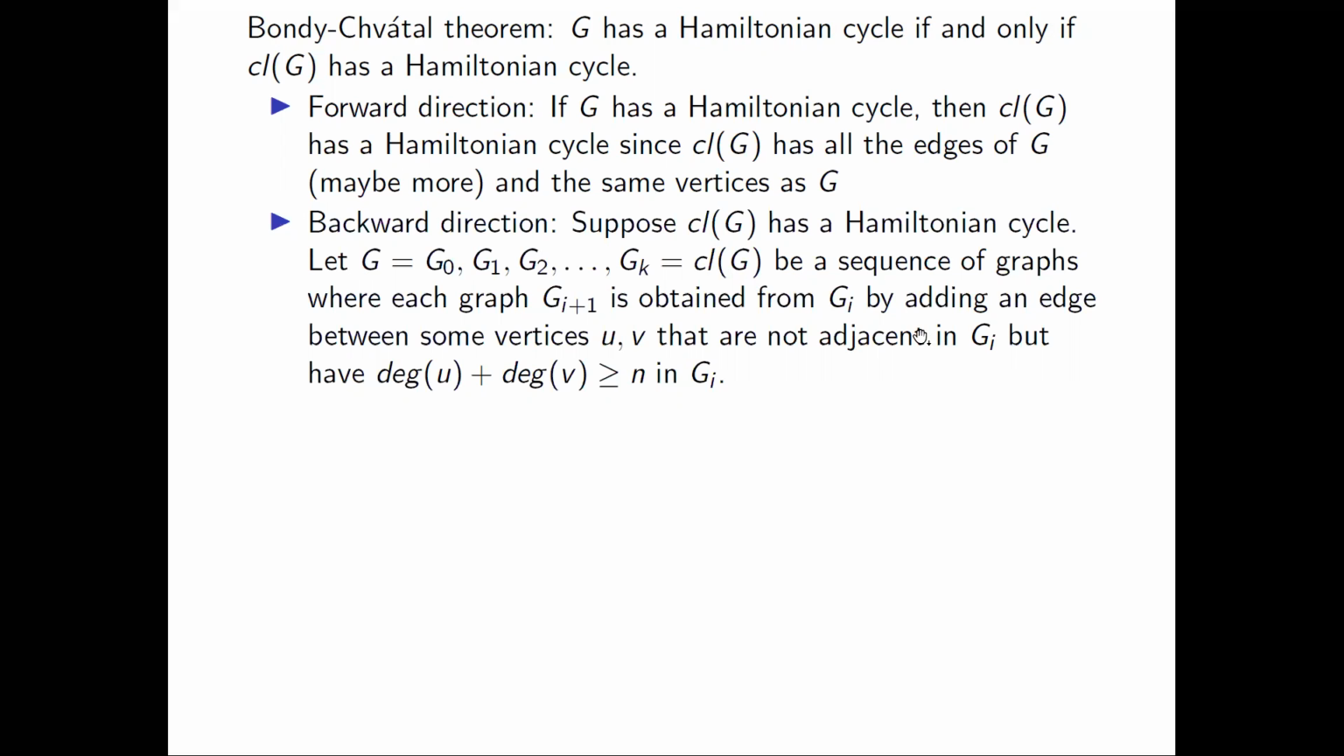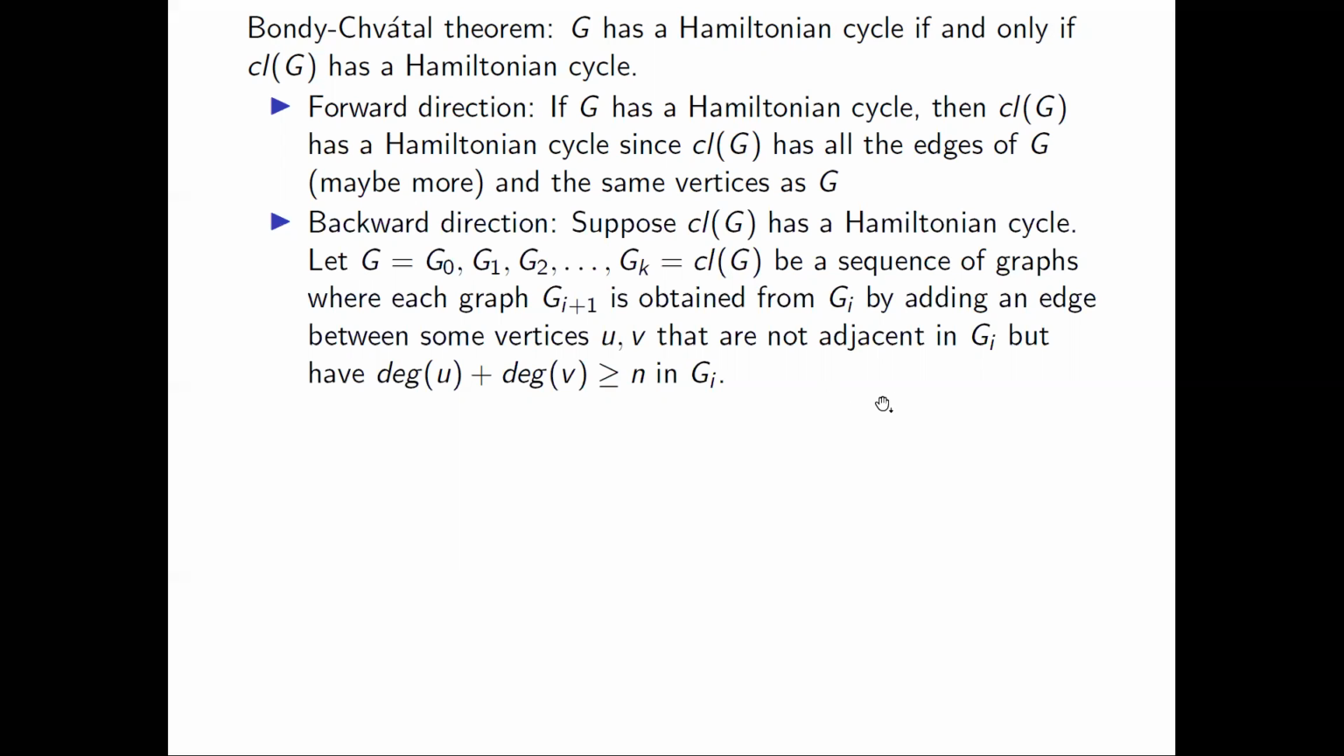And we keep on adding edges uv between non-adjacent vertices u, v whose sum of degrees is at least n in the current Gi to get the next Gi+1. So again, to go from Gi to Gi+1, we just add an edge between some vertices u and v that are not adjacent in Gi, but their degree sum is at least n in Gi.